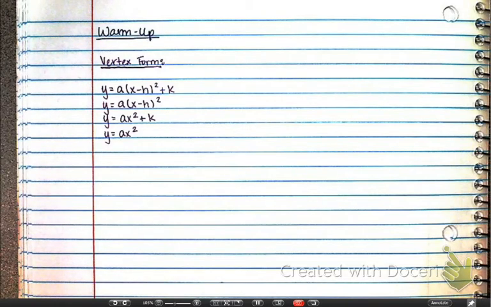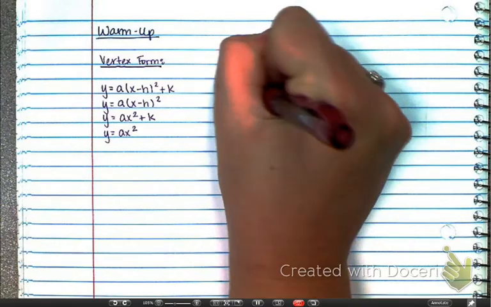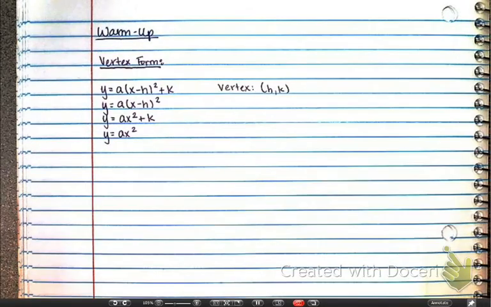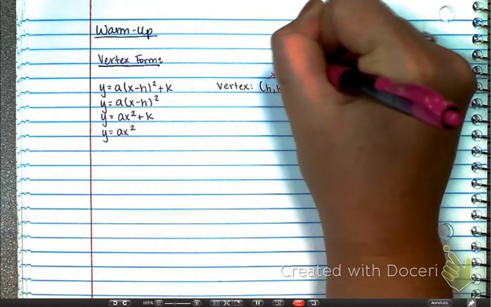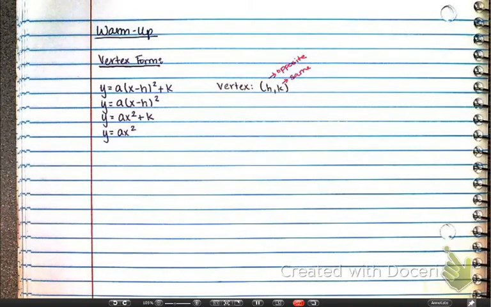Okay, it can be in any 4 of those forms and it is still vertex form. You have to be able to identify what's missing and what's there. If something's missing, your value is 0. We know that the vertex is (h, k), and what's special about either one of those? Which one's opposite? H is opposite, K is the same. So H is opposite sign, K is going to be the same.